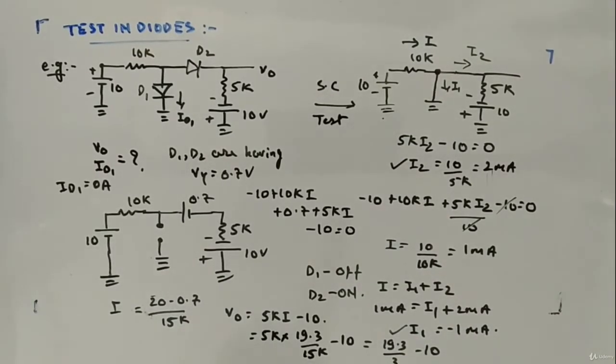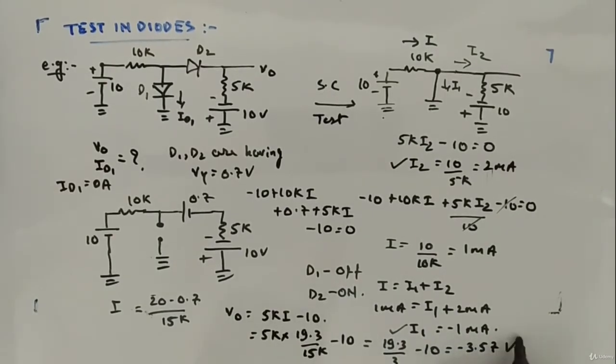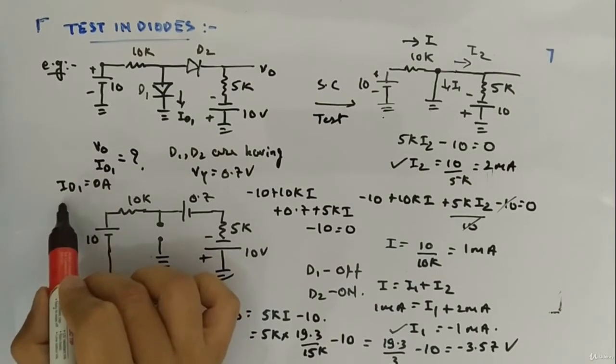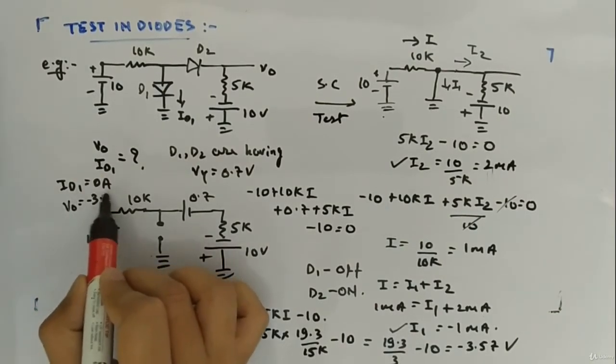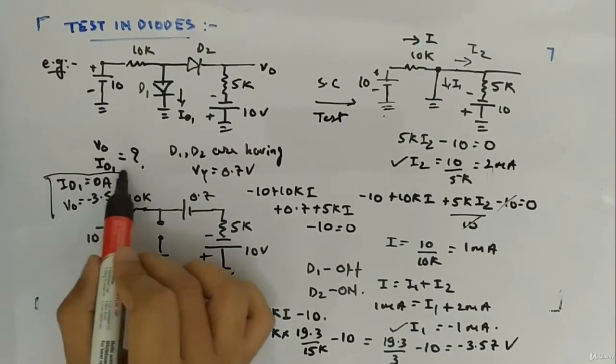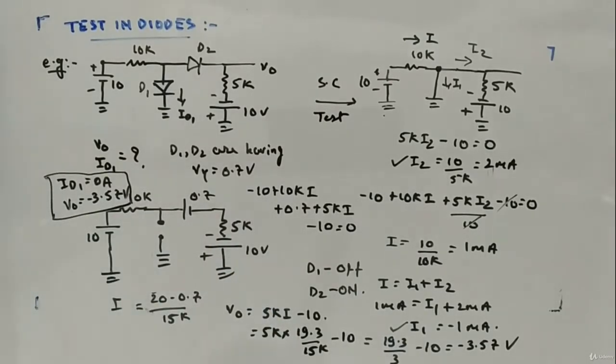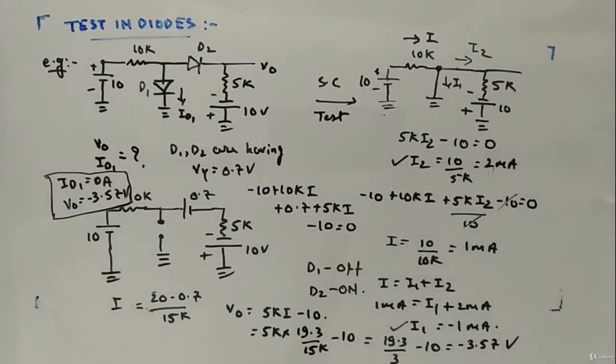So this will give me 3.57 minus 10, which is minus 3.57 volts. Once you get this, V naught is equal to minus 3.57 volts. This will be your answer. So I hope you got the feel of how I have calculated this using the short circuit technique. Now let's say I'll use the open circuit technique, then how will it look?